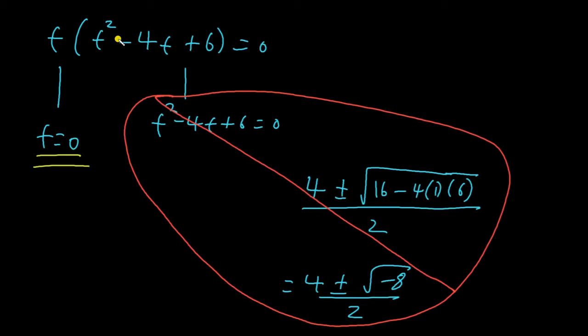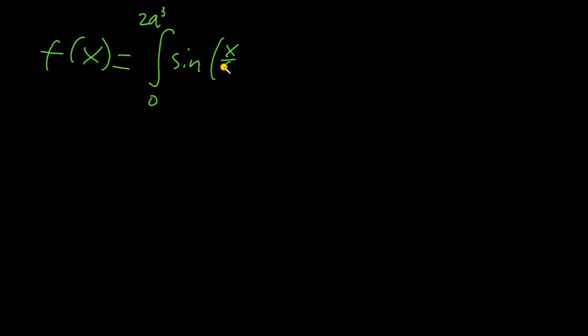We'll scroll down a bit, and I'll rewrite the integral. Let me just look it up. Okay, so it is the definite integral from 0 to 2a cubed of sine of x over a dx.